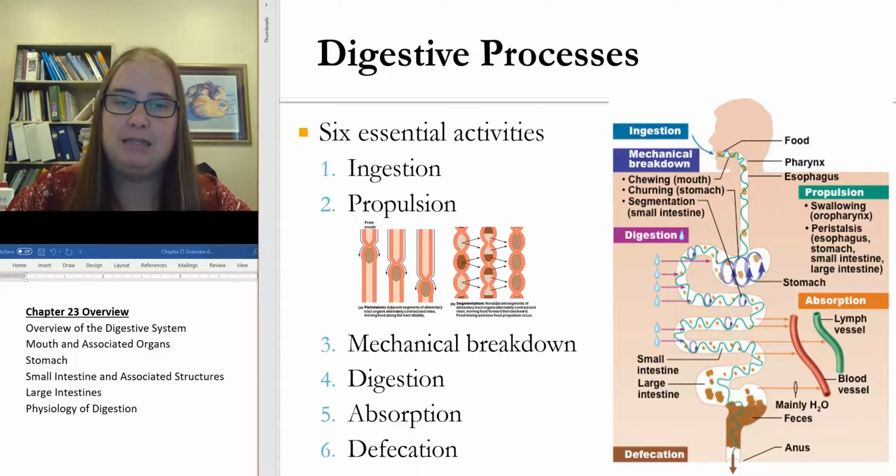The second essential activity is that we have to be able to propel our foodstuff through our digestive system. Propulsion occurs via 2 mechanisms. One is through a process known as peristalsis.